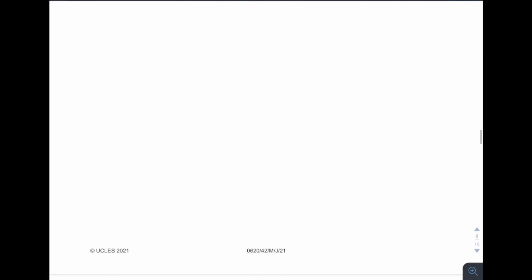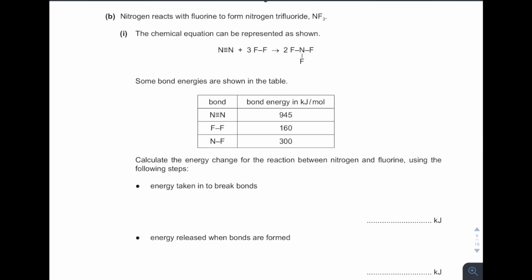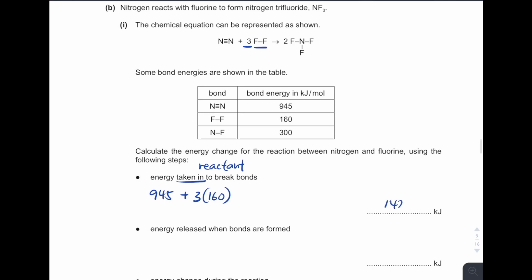Then given this, the calculation of the bond energy. Energy taken to break the bond is always the total bond energy in the reactants. In the reactants, there is one nitrogen triple bond nitrogen, so 945 plus, there are 3 F to F bonds. One F to F bond is 160, but there are 3 over here, so we have to multiply by 3. Eventually you get 1425.